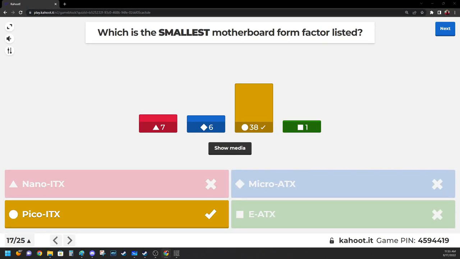All right. Smallest motherboard form factor from our whiteboard is Pico ITX. So Pico ITX will be like your Raspberry Pi. They're literally the size of a credit card. Pico ITX.